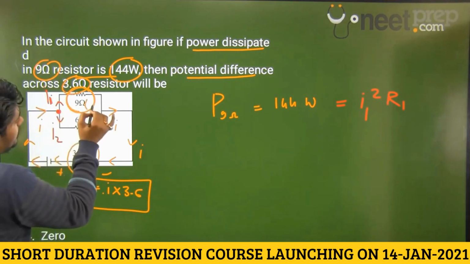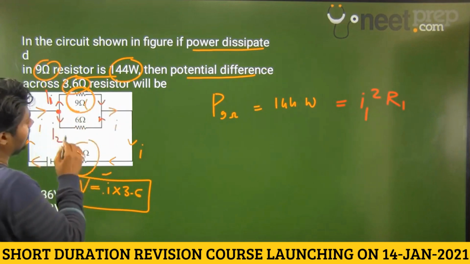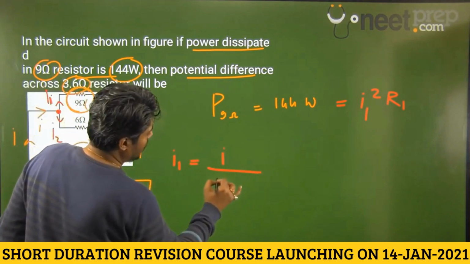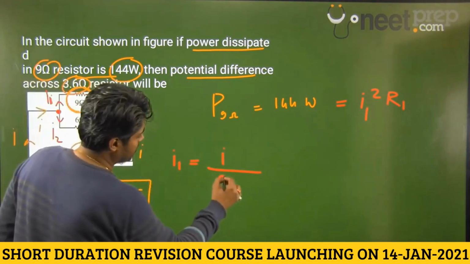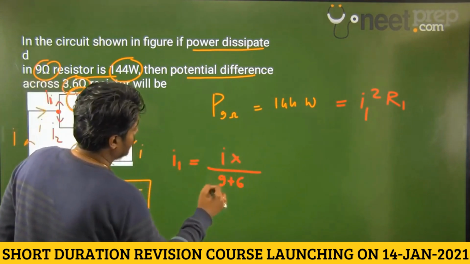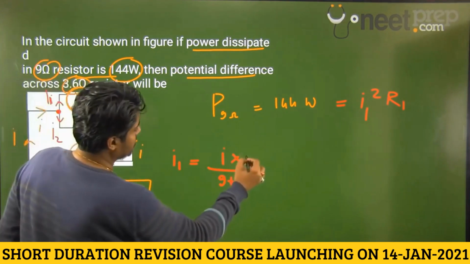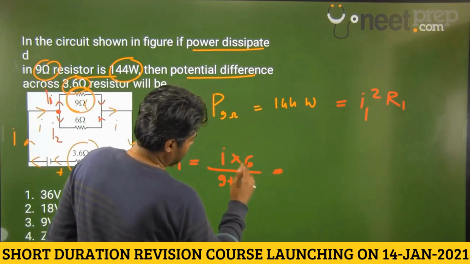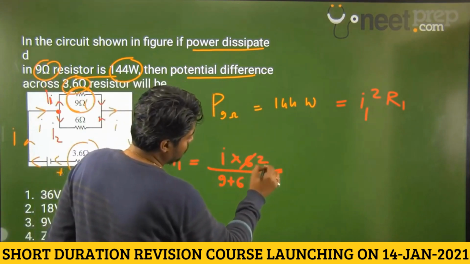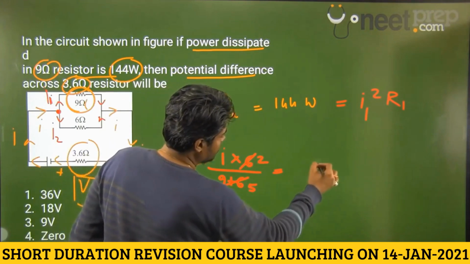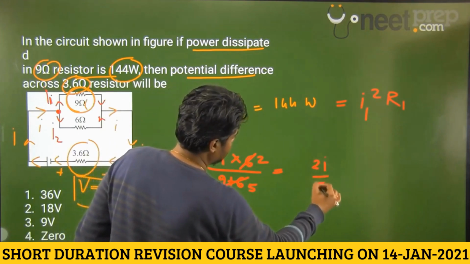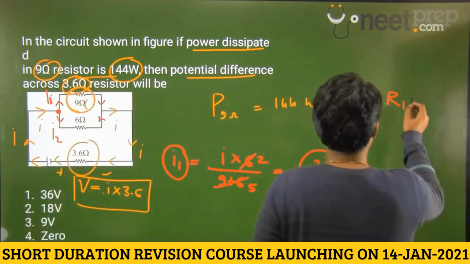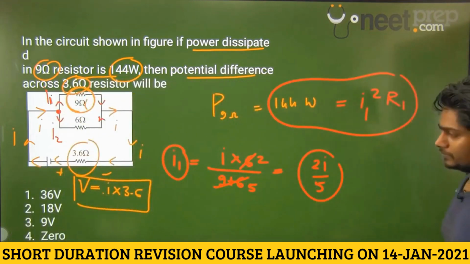So, through this 9 ohm resistance, you can write I1 as total current I upon total resistance 3 plus 9 plus 6, into the other resistance, that is 6. So, this will become 6 by 15. So, this becomes 2 and this becomes 5. So, this is 2I by 5. So, basically this is I1, and now put this I1 over here and you will get the value of I.